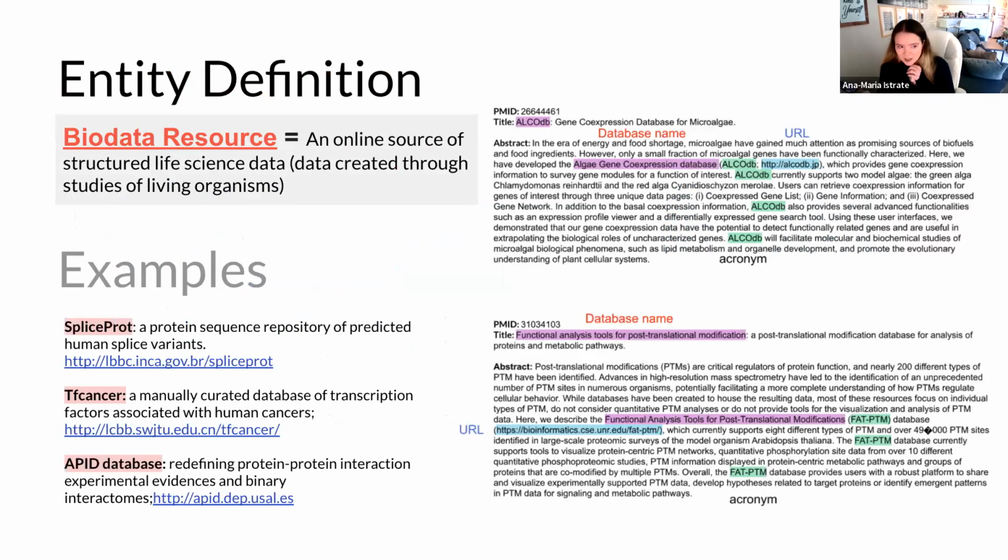So naturally, you might be asking, what's a biodata resource? What are we looking for? Similar to before, entity definitions are very important for us. For simplicity, you can think of this as a repository where people go and deposit or download their data. So it's an online source that hosts all types of data related to life sciences.